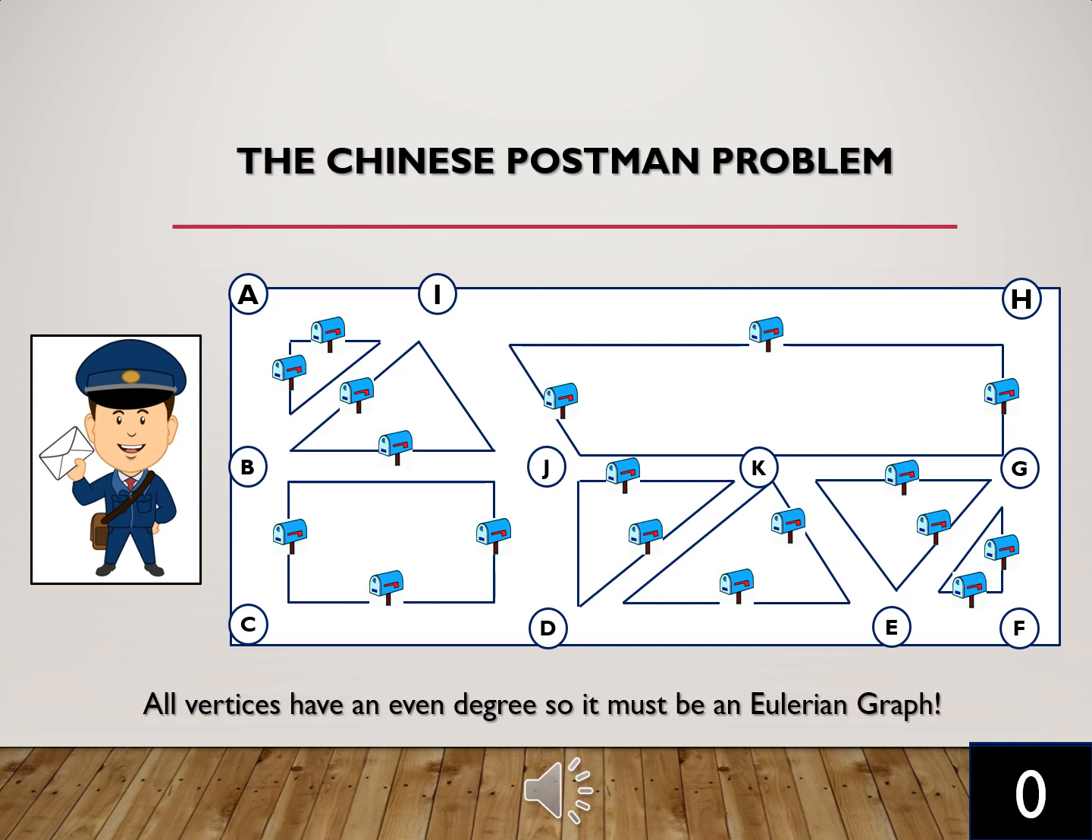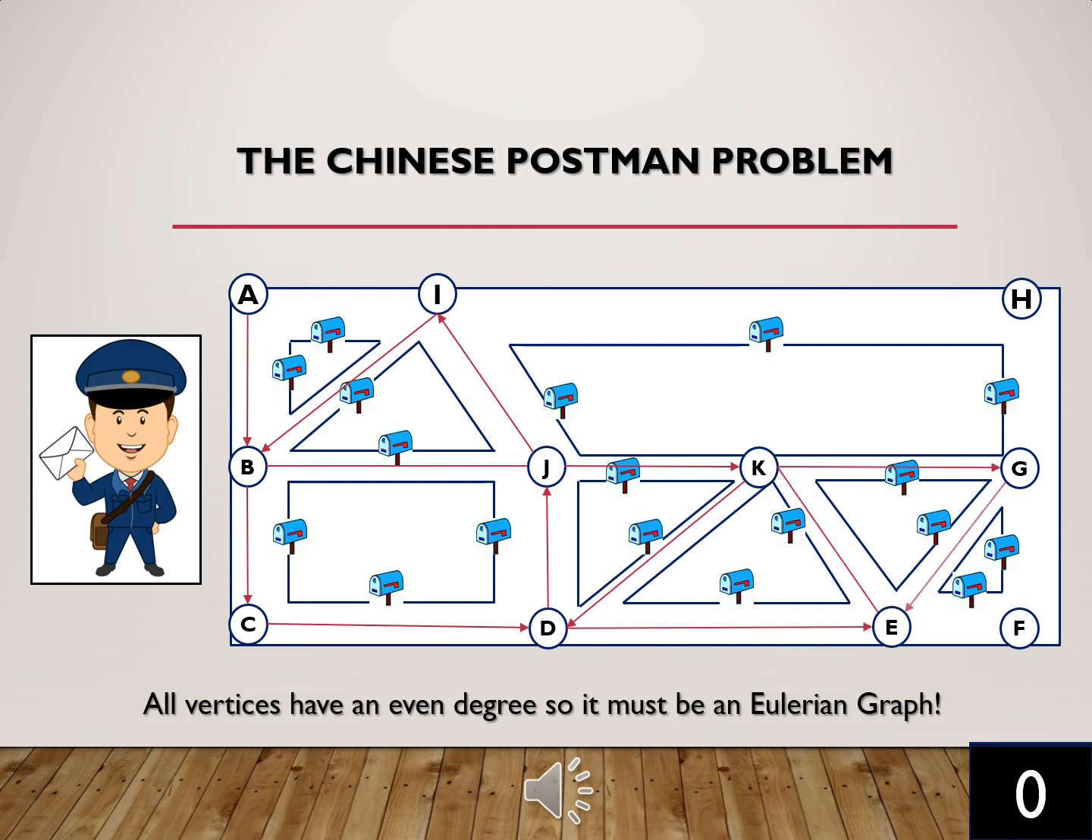As such, we identify the following route. A, B, C, D, J, I, B, J, K, D, E, K, G, E, F, G, H, I, A satisfies this problem. So yes, a postman can in fact complete a route through the neighborhood and deliver mail to each mailbox, only passing through each mailbox exactly one time.